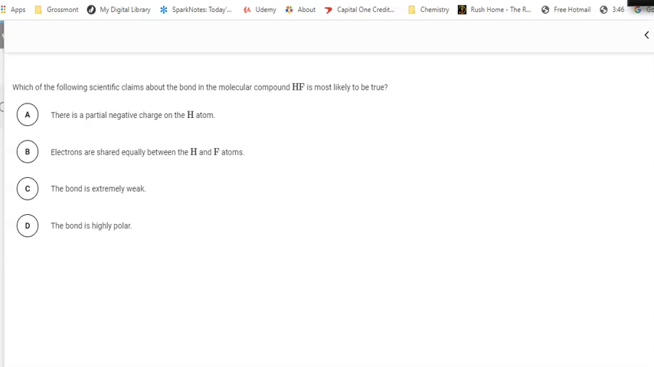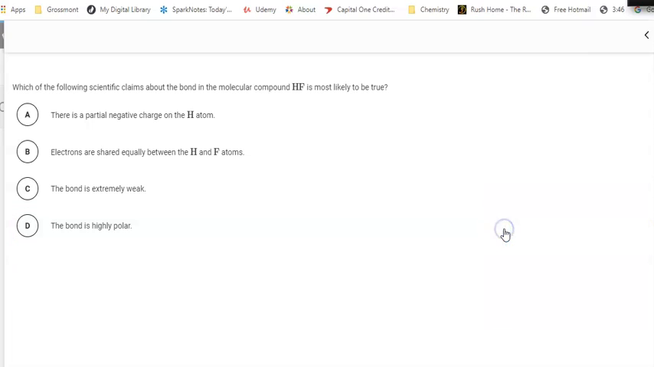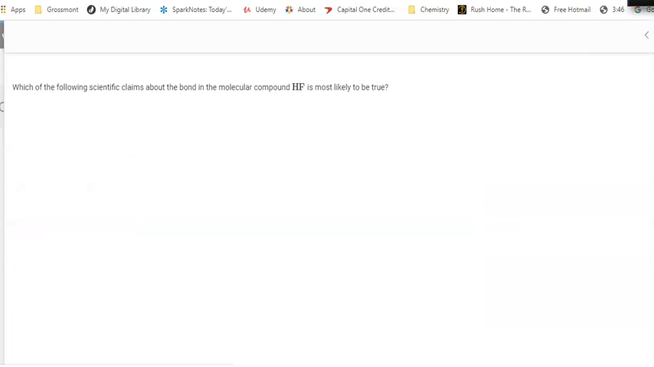C, the bond is extremely weak. No, it's not a weak bond. It's a covalent bond. It's a fairly strong bond. D, the bond is highly polar. Yes, that's true. The fluorine is the negative side, and there it is, D. So answer D. Fluorine is the most electronegative element. Okay, let's keep going.